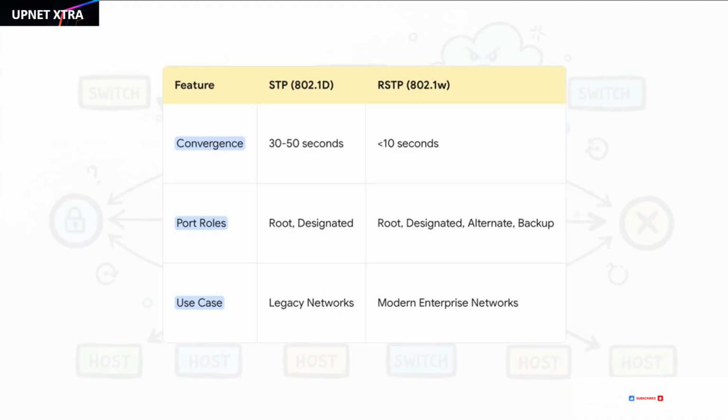And its successor, Rapid Spanning Tree Protocol, or RSTP, fixes this problem directly. As you can see here, the difference is just night and day. We go from a convergence time of almost a minute down to less than 10 seconds. And honestly, it's usually just a couple of seconds in the real world. It pulls this off by using smarter port roles, like alternate and backup, which basically keep those standby paths warmed up and ready to take over instantly.